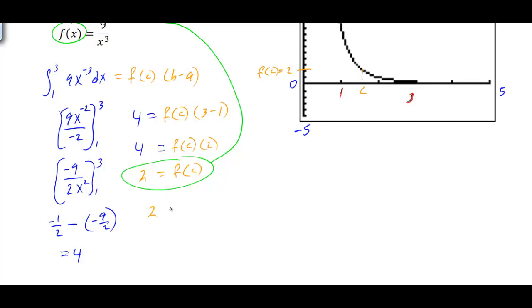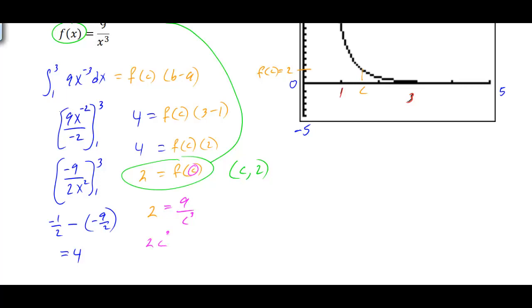2 is equal to 9 over x cubed. Well, what goes in for the x? That is the c value. Our c value here is the x, so we're going to plug c in for x. So we end up with c cubed. Another way of thinking of this problem is this says f of c is equal to 2. That's like saying when our x value is c, our y value is 2. So c goes in for x, 2 goes in for y, and then we solve for c.